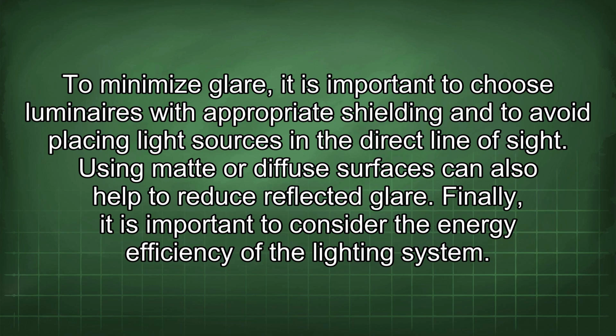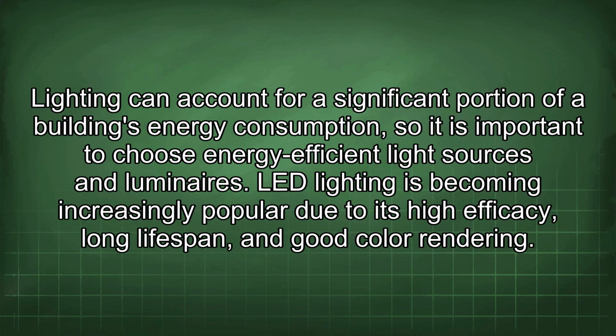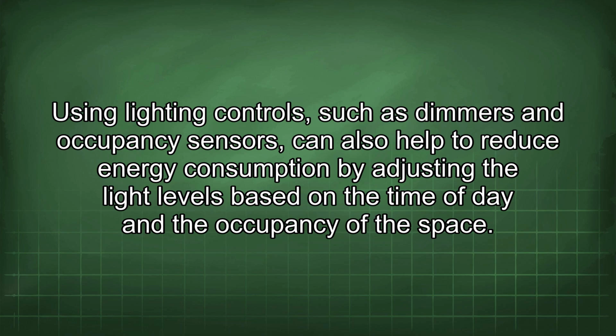Finally, it is important to consider the energy efficiency of the lighting system. Lighting can account for a significant portion of a building's energy consumption, so it is important to choose energy-efficient light sources and luminaires. LED lighting is becoming increasingly popular due to its high efficacy, long lifespan, and good color rendering. Using lighting controls, such as dimmers and occupancy sensors, can also help to reduce energy consumption by adjusting the light levels based on the time of day and the occupancy of the space.